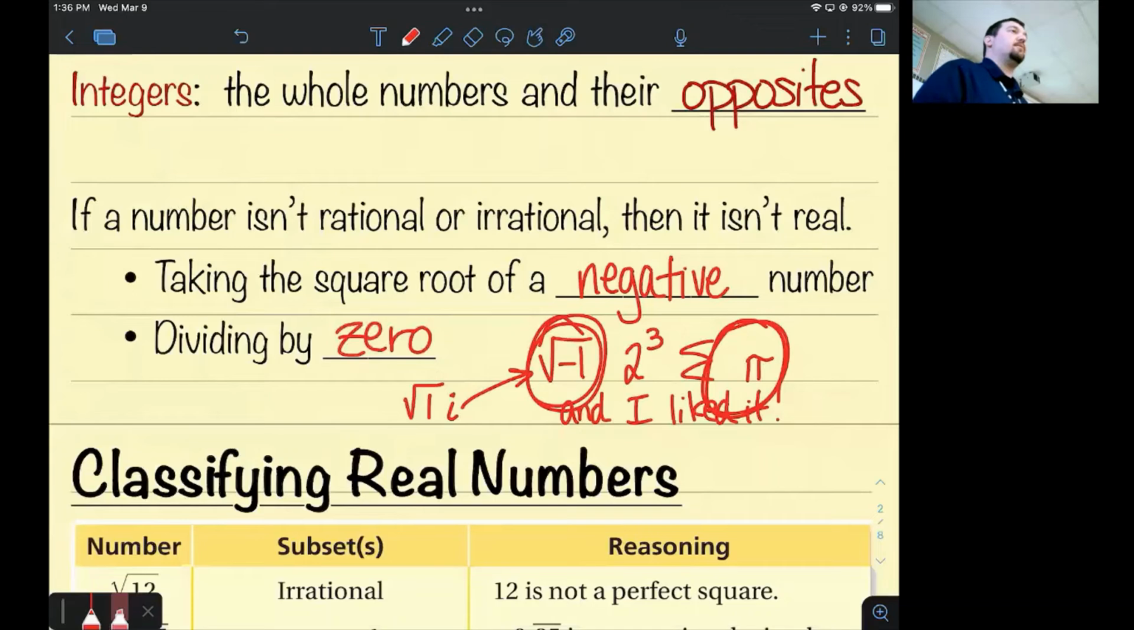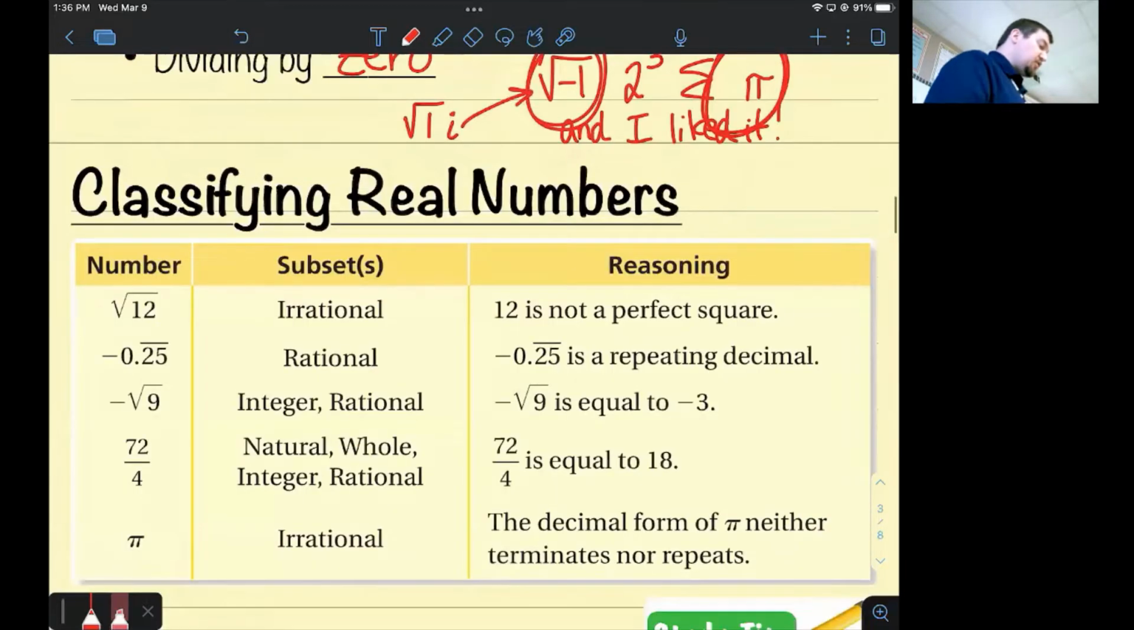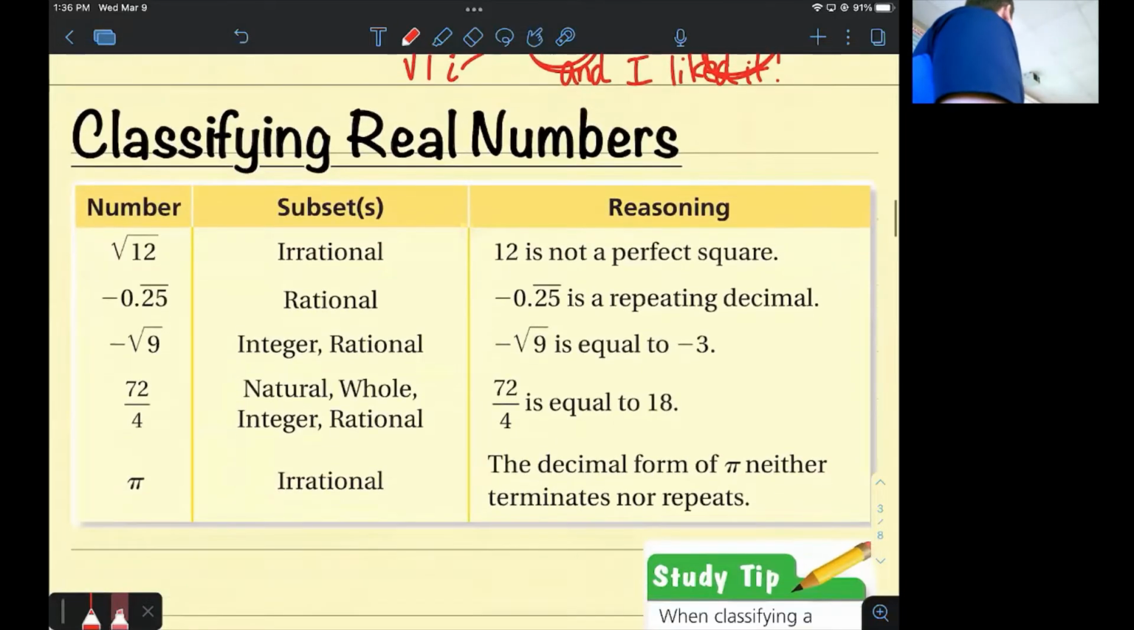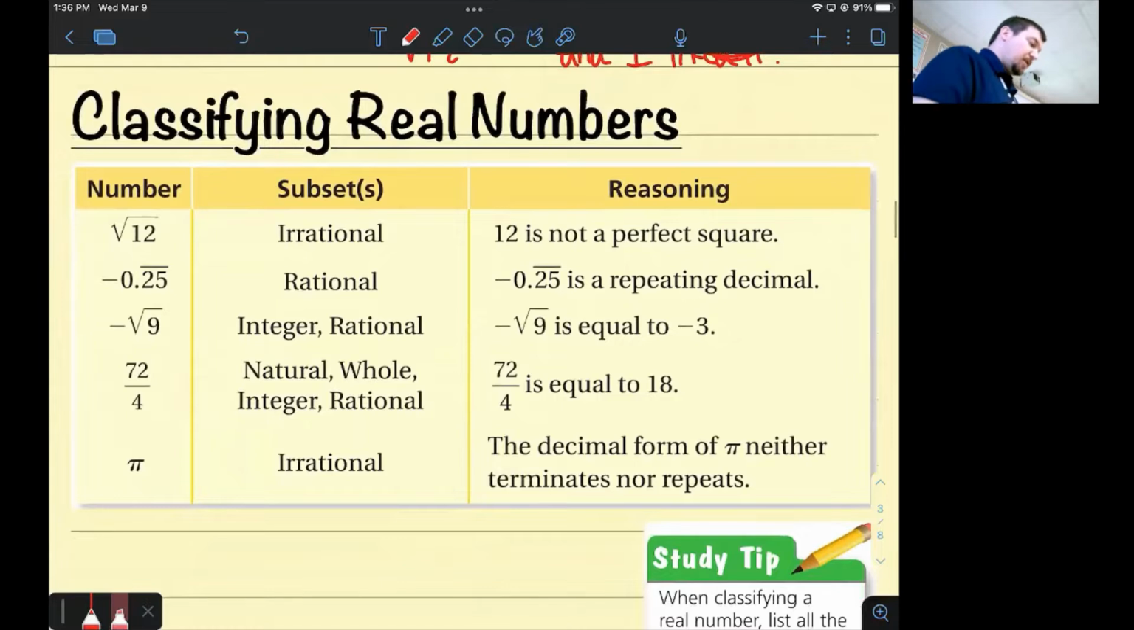Okay, so the second one, dividing by 0. Something you know you can't do, right? Undefined. Yeah, not real. It doesn't exist. There's no way to do that. So here's a chart that could also be super helpful, because on tonight's homework, you're gonna have to classify numbers. Now, when you classify numbers, you have to give all the ways that number could be classified.